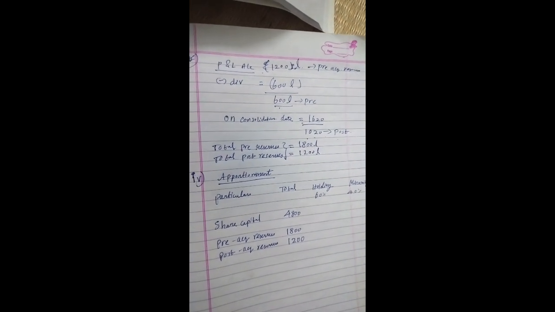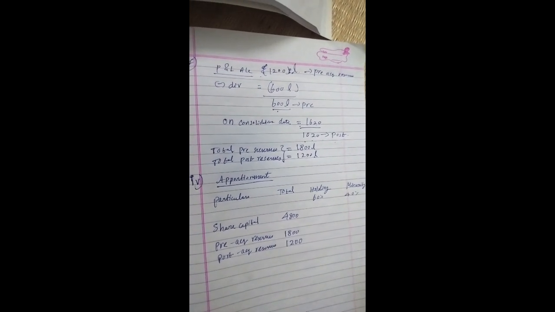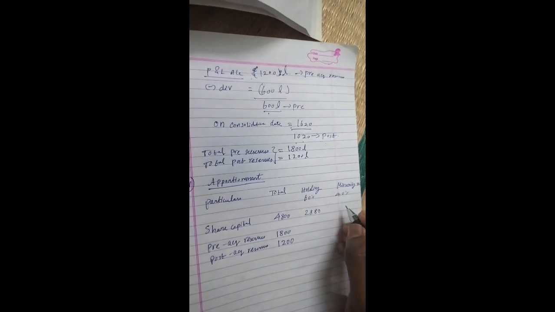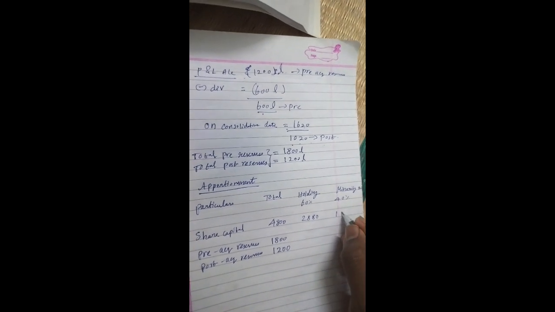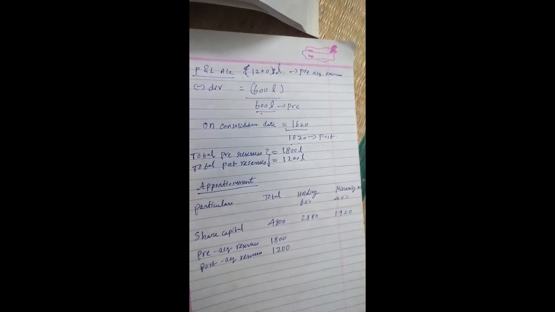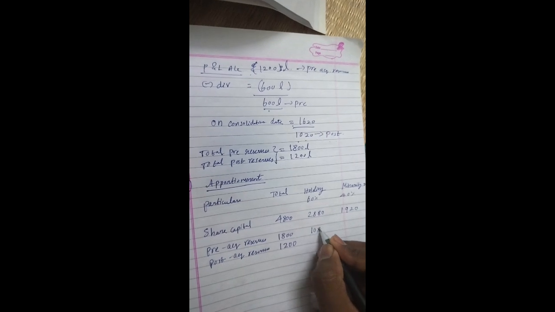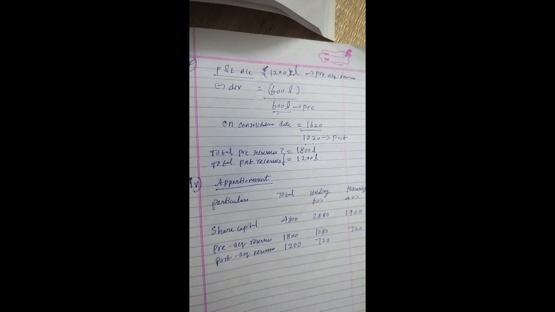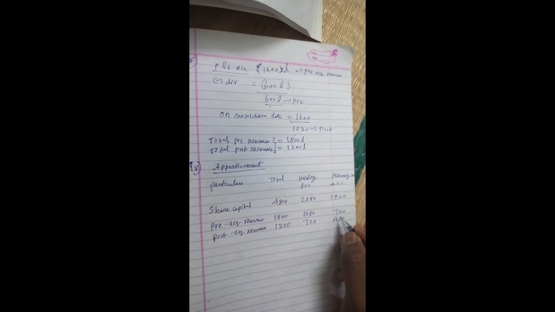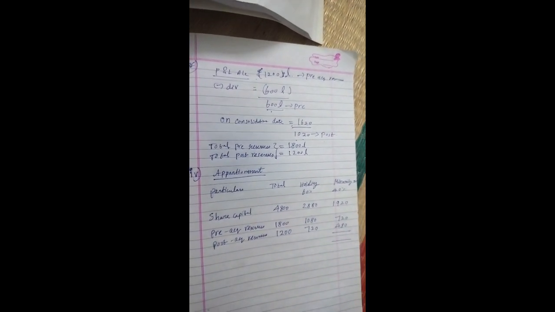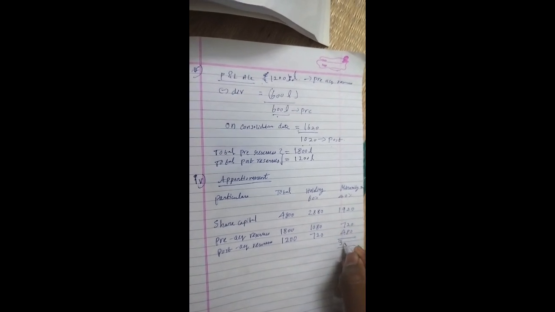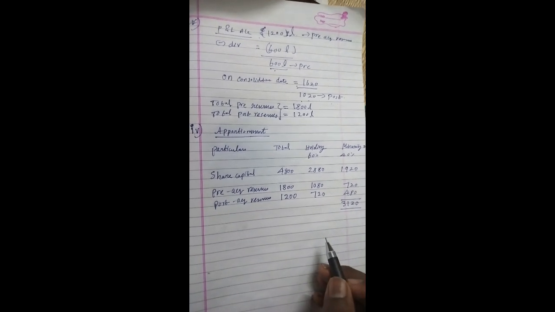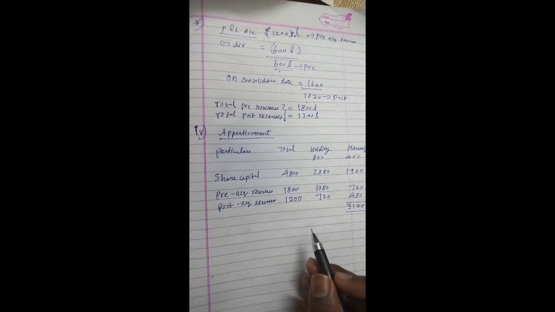So we need to apportion this 4,800 into 60% and 40%: 2,880 and 1,920. Then 1,080 and 720, then 720 and 480. If we add the minority interest, we will get the minority interest amount: 3,120 is the minority interest amount, and this is magic. After this step, we need to compute cost of control, right?